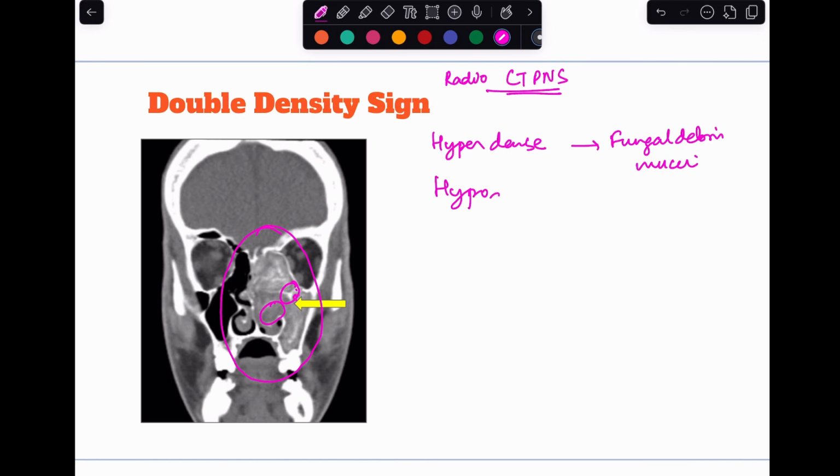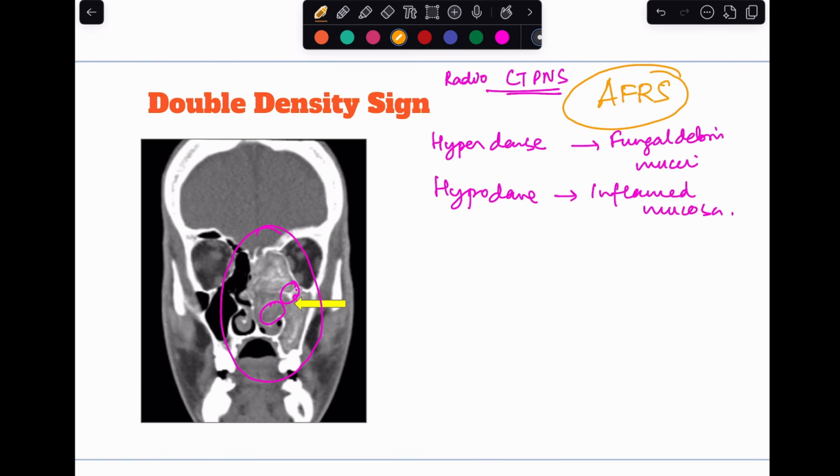The hypodense region is the surrounding inflamed part of the mucosa. And this is a typical sign that we see in a case of allergic fungal rhinosinusitis. So, the double density sign, where we are seeing a heterogeneous shadow over here. There is a hyperdensity as well as hypodensity. This is indicative of allergic fungal rhinosinusitis.